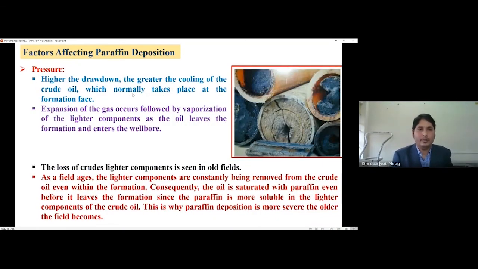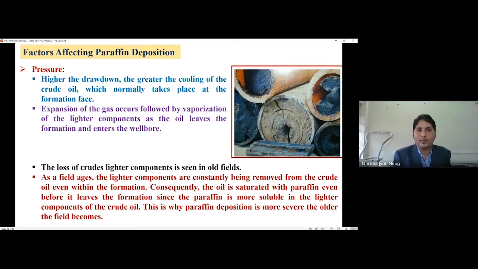Pressure is another reason for paraffin deposition. The greater the pressure, the greater the cooling effect on crude oil, which normally takes place at the formation phase. As we know, for the well fluid to flow from the reservoir to the well, then from the bottom of the tubing to the top of the tubing, and then from the top of the tubing throughout the downstream flow lines, a pressure differential is required. Without a pressure differential, crude oil well fluid cannot flow from the reservoir to the bottom of the tubing, or cannot flow further through the well.